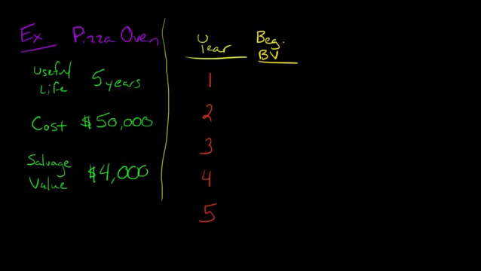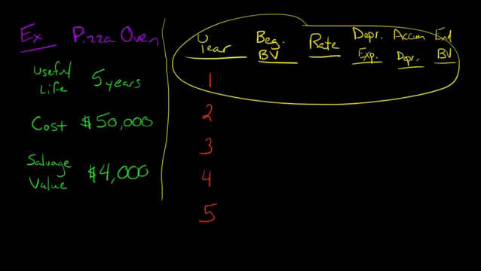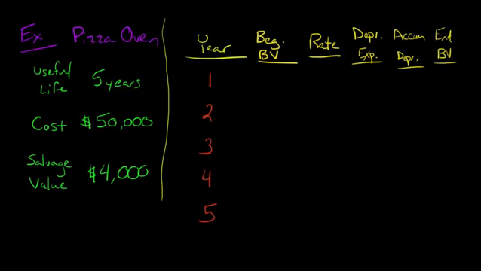And then we're going to need the depreciation rate, which I'll talk about in a moment, and then the depreciation expense we take every year. Then we need the running tally of accumulated depreciation, and then the ending book value. I apologize, this is a little cramped here, but these are the things that will make it really easy for us to calculate our depreciation each year.